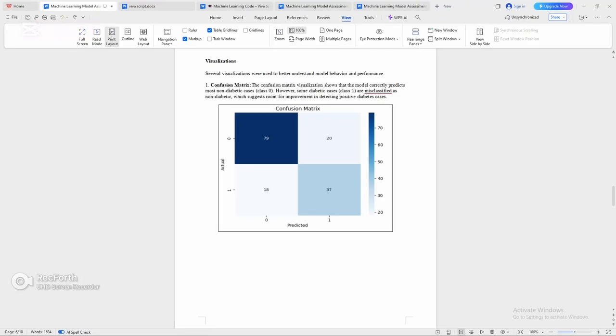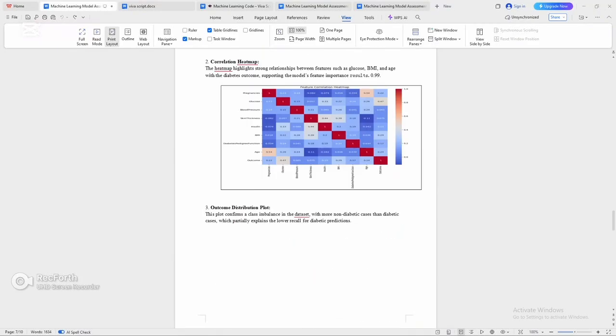The correlation heat map showed strong relationships between glucose, BMI, age, and diabetic outcome. The outcome distribution plot confirmed that the dataset is slightly imbalanced, which explains why recall for diabetic cases is lower. Overall, the model performs well for early diabetes detection, but can be improved for rarer diabetic cases in future.